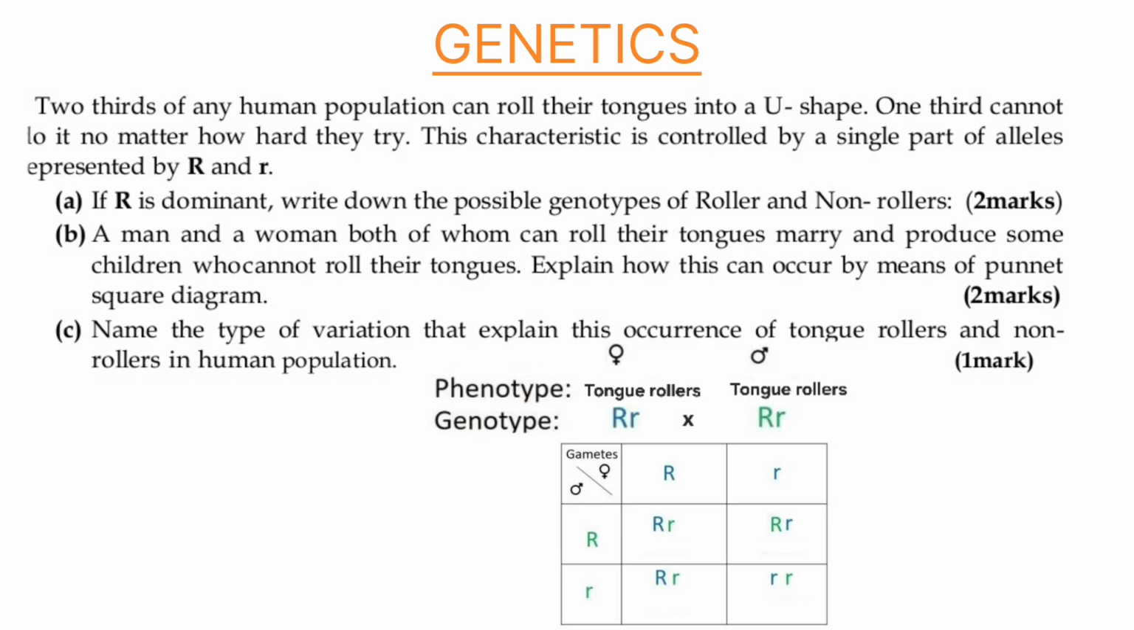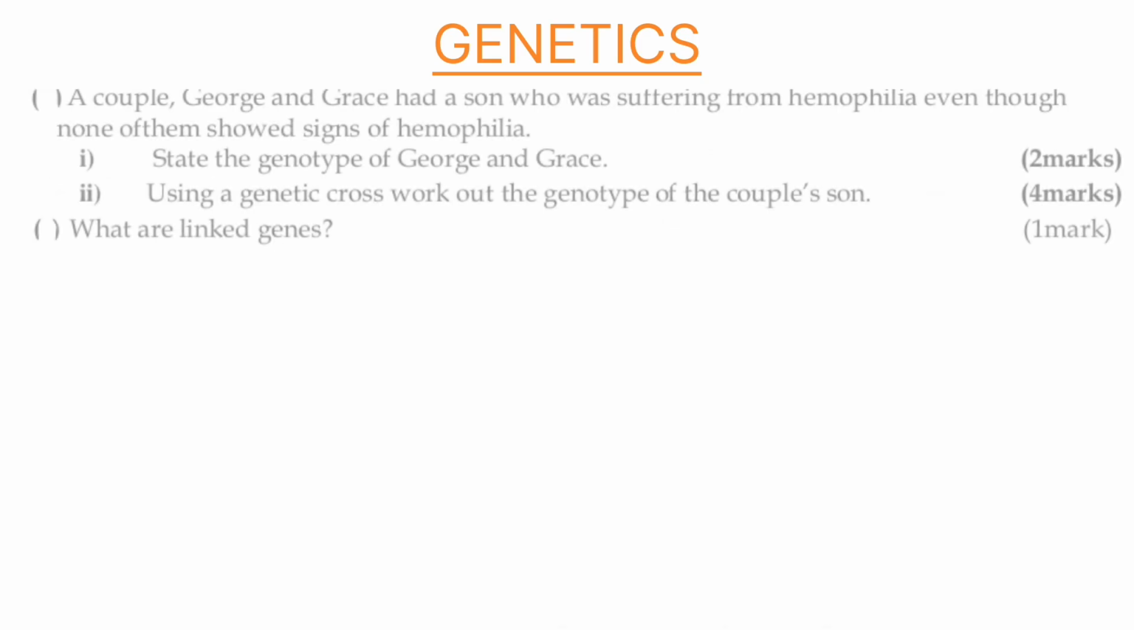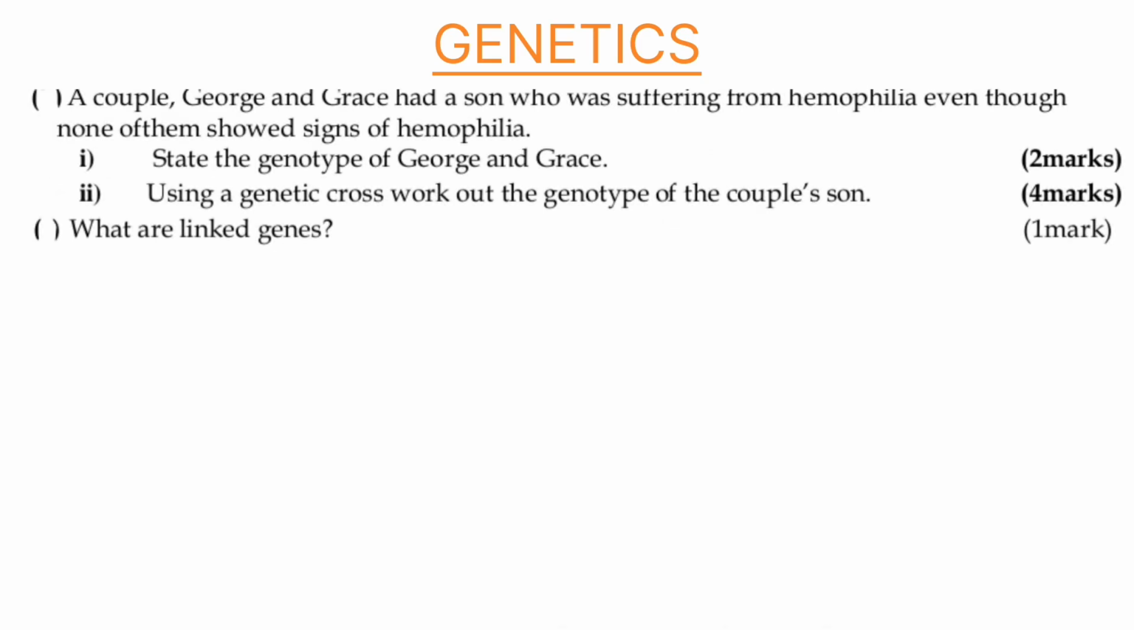Now, on to our next question. In this question of ours, we have a couple. We have George and Grace, who had a son that was suffering from hemophilia, even though none of them showed signs of hemophilia. Okay, so George and Grace were not hemophiliacs, but surprisingly, their son was. So, Roman 1, state the genotypes of George and Grace.